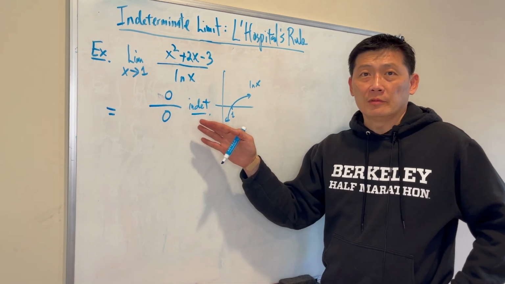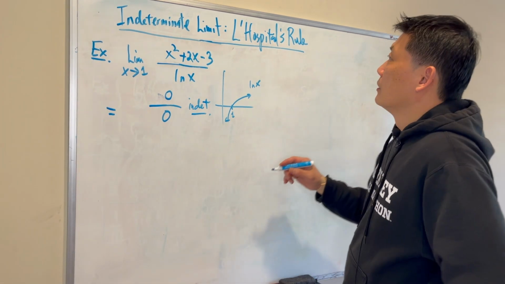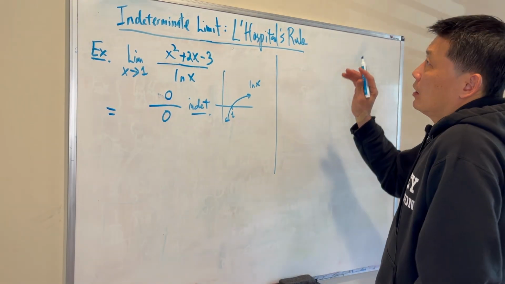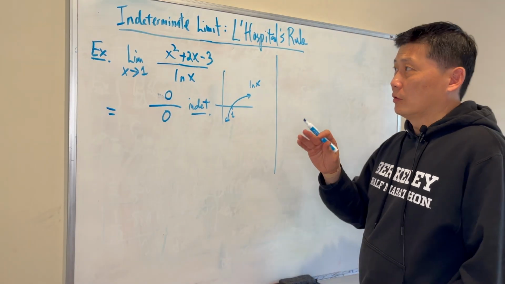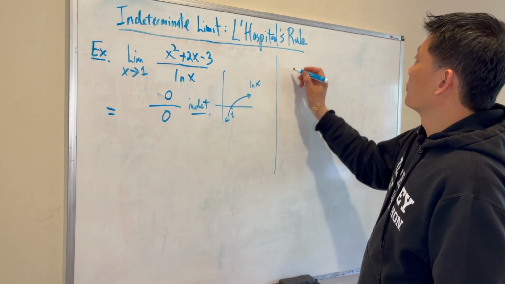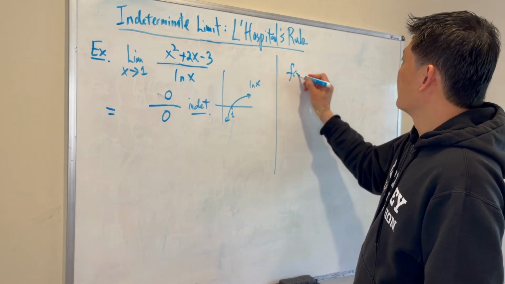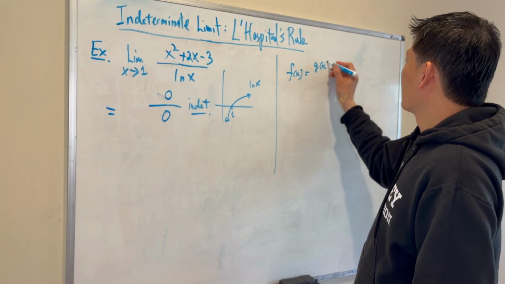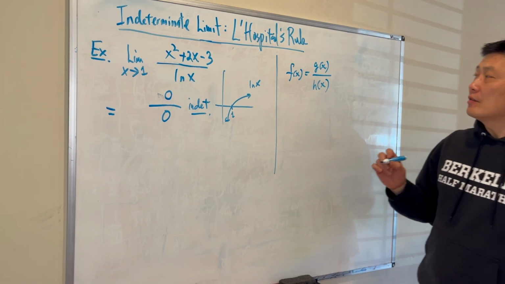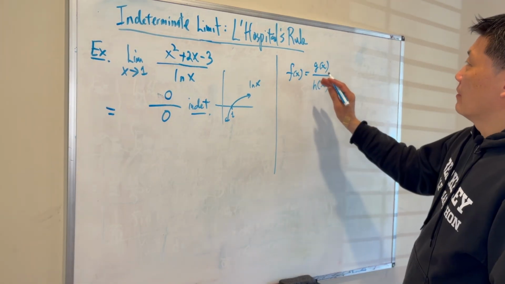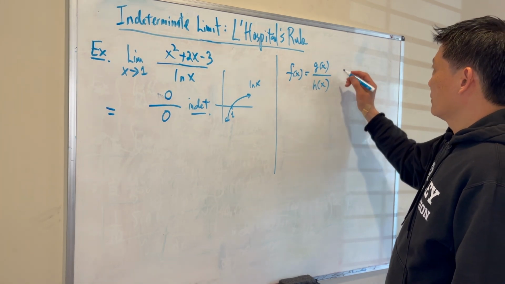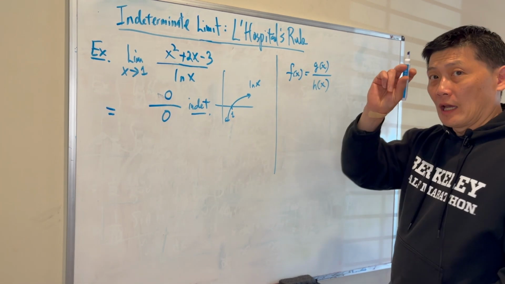So we have to figure out how to move forward from here. In this case, I want to discuss separately: oftentimes, the indeterminate limit is shown in the form of a quotient or fraction. So suppose I have f of x equal to g of x over h of x. Say there is a value c away from x, a little gap in between.